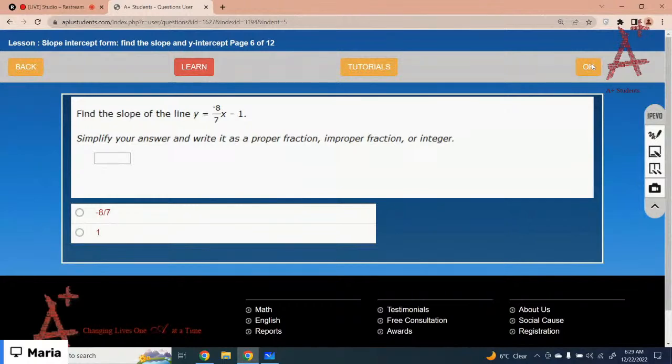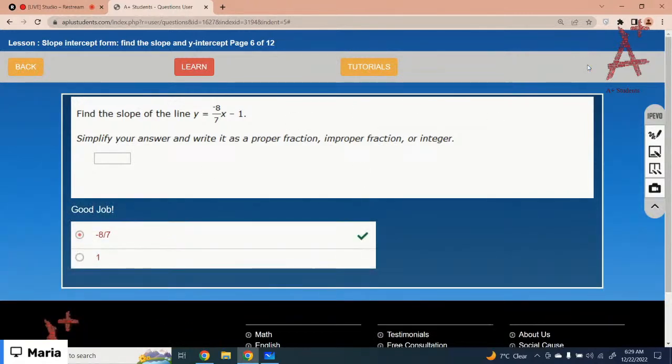Find the slope of the line y equals -8 by 7x plus -1. So what is the slope of the equation? The slope is -8 over 7. Got it? Just select the correct option, then click on the OK button.